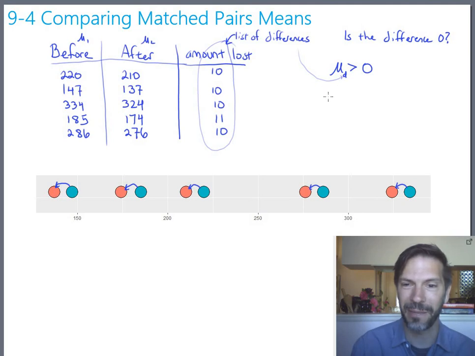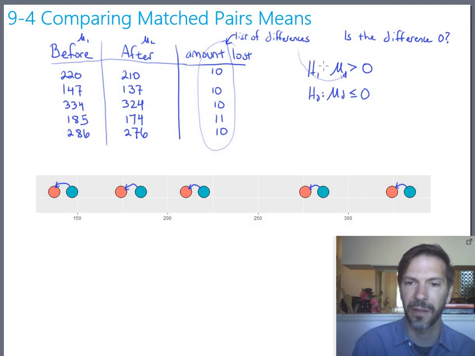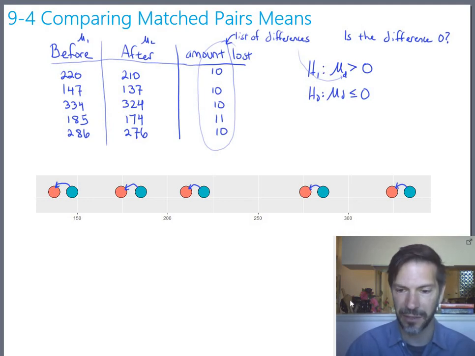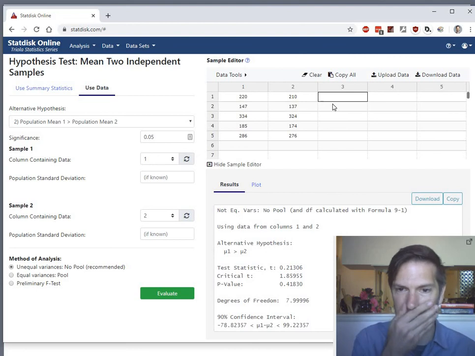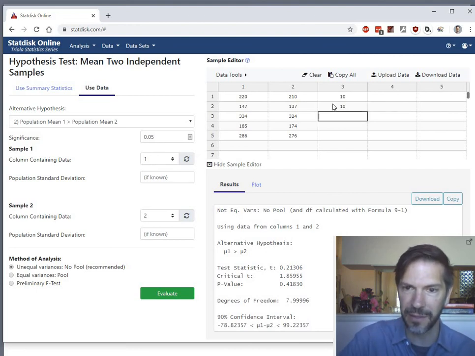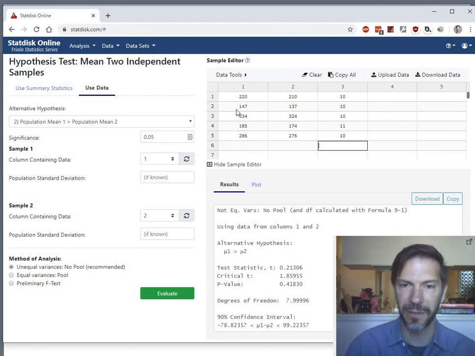So let's set up the rest of the hypotheses. So the other claim would be that the mean, that the difference is less than or equal to 0. That becomes the null. That becomes the alternative. And I'm ready to run my test again. Actually, I need to put my new list in. So let me get back to stat disk. And actually right here, just in the third list, I'm just going to put in the differences list. 10, 10, 10, 11, 10. I'm not even going to use list 1 or list 2, so I'm going to look at list 3.